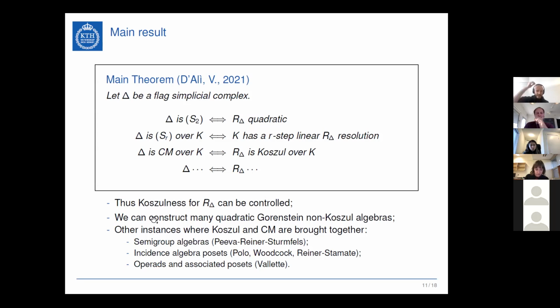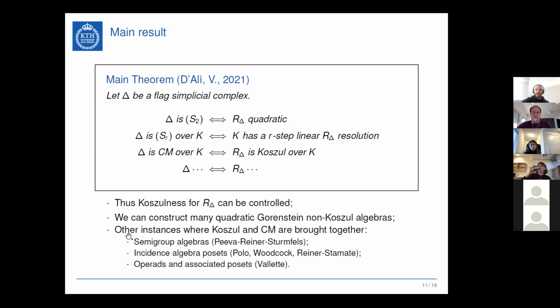And in particular, until not so long ago, like 10 years ago probably, there was this question in the literature of whether any quadratic Gorenstein algebra was actually Koszul, until examples were found, probably less than 10 years ago. So with this machinery, we can actually generate a lot of Gorenstein quadratic algebras which are not Koszul, simply by starting with simplicial complexes which are S2 and not Cohen-Macaulay.